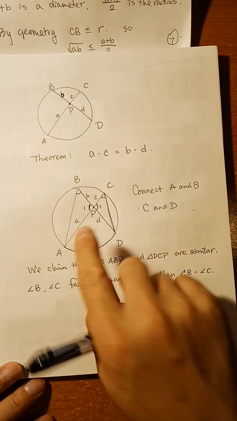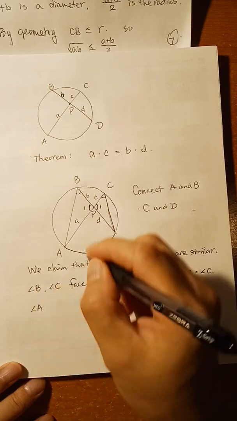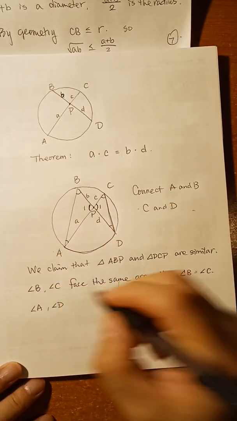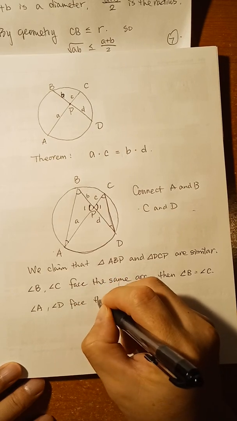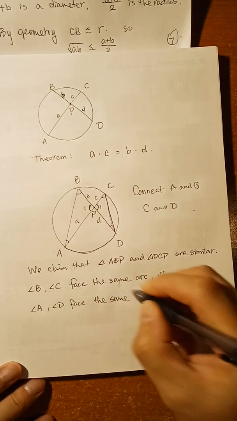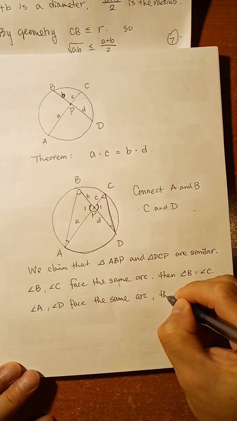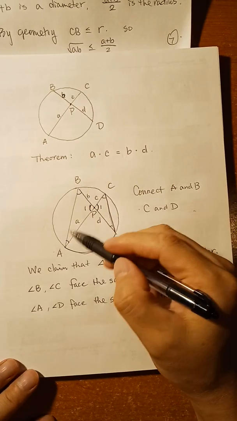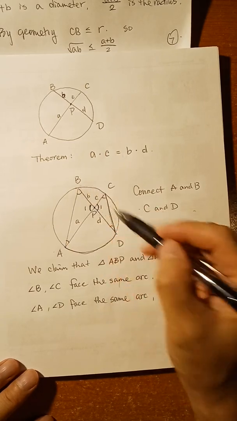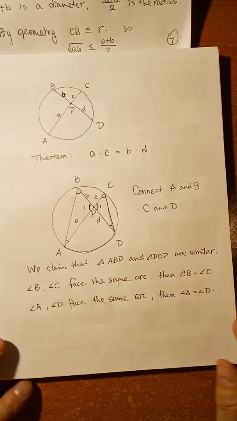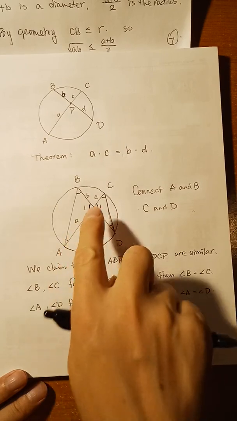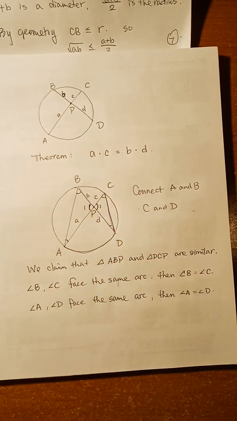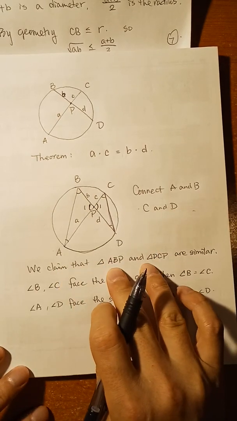And for the same reason, angle A and angle D are equal, they face the same arc. Then angle A is equal to angle D. Angle A faces BC. Angle D also faces BC. So you have two triangles. All three pairs of angles are equal. Then those two triangles are similar.